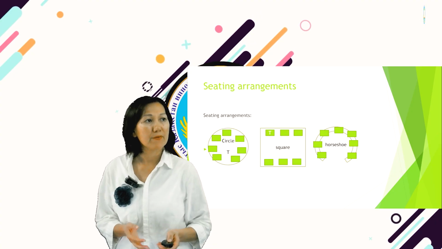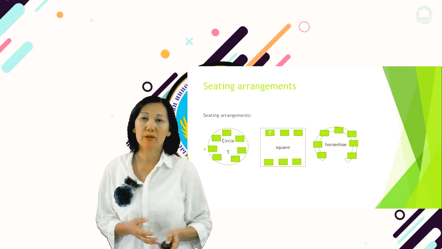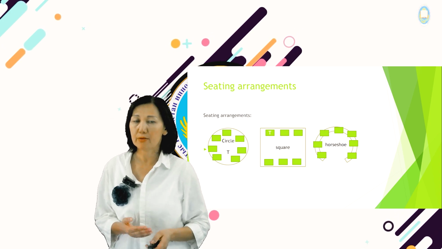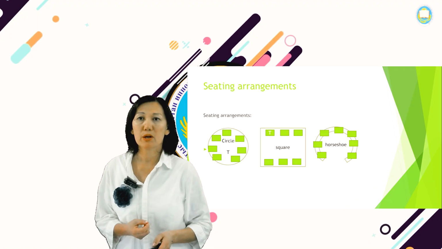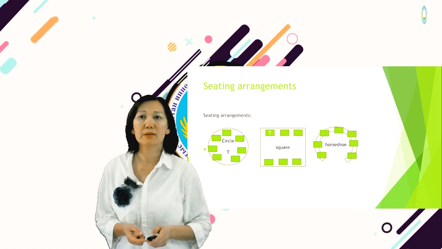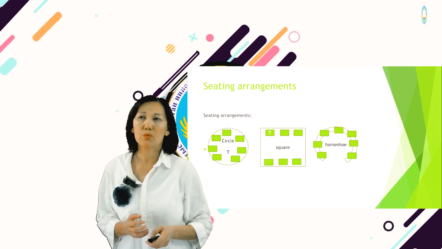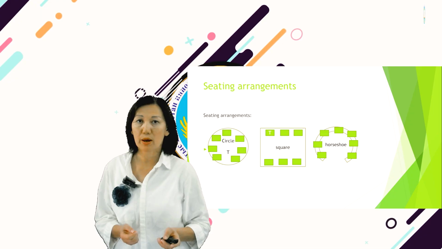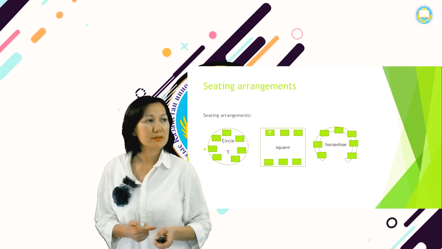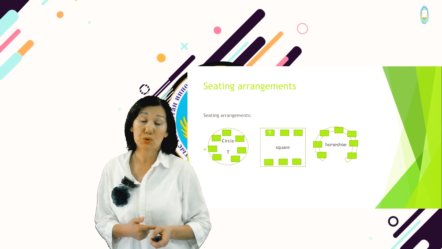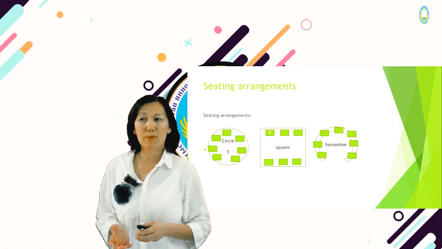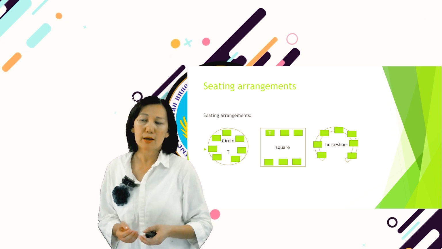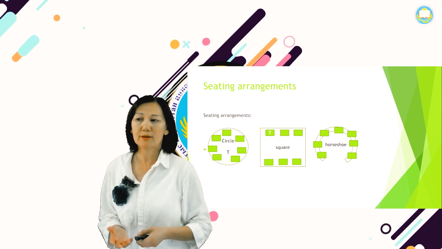So here I have given setting arrangements generally used and applied in EFL teaching. Setting arrangements, as you can see here, circle one. It is really very good when they discuss or debate something. Next one is square. And the next setting arrangement is called horseshoe. And this is really very good when you arrange it from time to time in your classroom, because it somehow engages and involves your students in the teaching process in general.